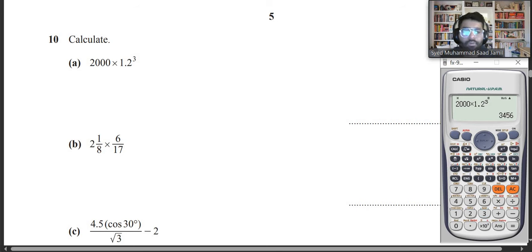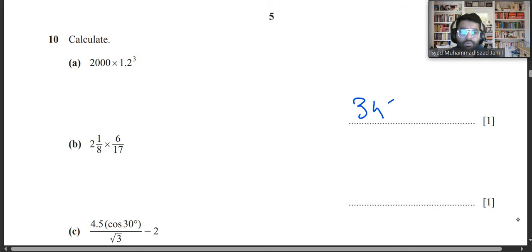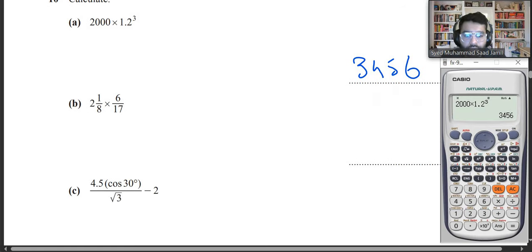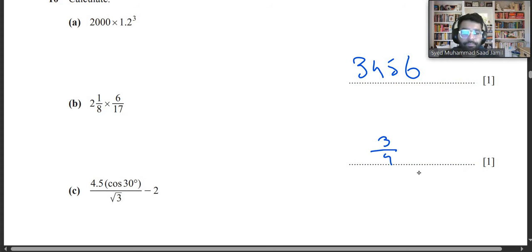So it's 3456. Next question, again 1 mark. Open the calculator. Shift, 2 whole 1 upon 8 multiplied by 6 upon 17. So the answer is 3 upon 4.